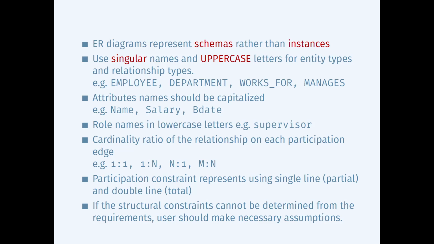Then for cardinality ratios, whether it's 1 to 1, 1 to many, many to 1, or many to many, this is the notation that we have used: 1 and 1, 1 and capital N, and capital M and capital N. For the participation constraint, we have used a single line for partial participation and a double line for total participation, right? And remember, sometimes when you're given a description, you might not be able to determine everything. So maybe you have to make some assumptions. Right, good.